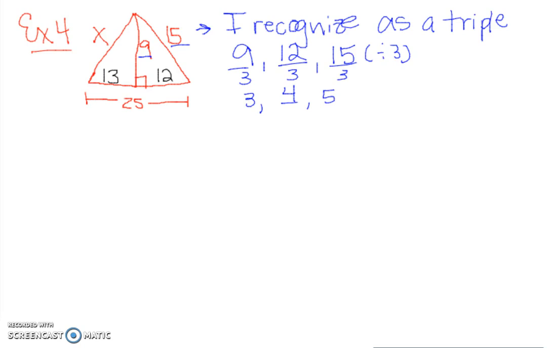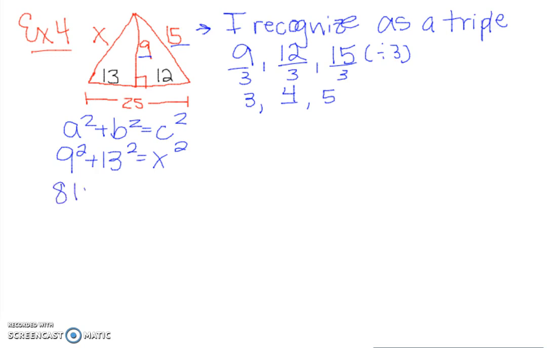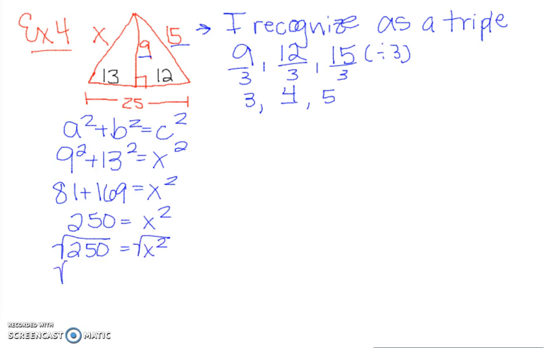I don't recognize that one as a triple, so I'm going to do a squared plus b squared equals c squared. And I'm going to use 9 squared plus 13 squared, since those are my legs, and x represents my hypotenuse because it's across from the right angle. Square my numbers. 9 squared is 81. 13 squared is 169, and that gives me x squared. Add them together. I get 250 is equal to x squared. And then I need to square root. Square root of 250, square root of x squared. And I get the square root of 250 is equal to x.